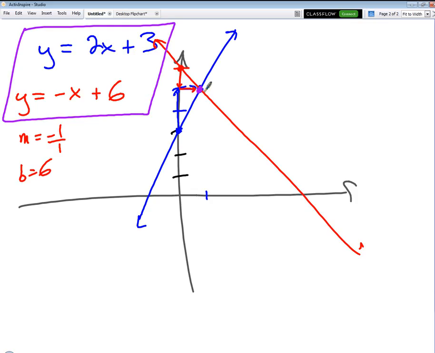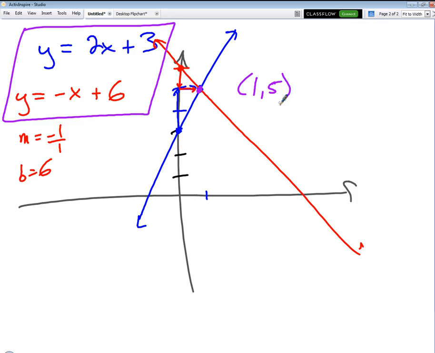What are the coordinates of that point? I think we already said. 1 and 5. Okay, for us to check that, I could plug it in. We already checked it in the blue one, right? It worked. Okay, so are we done?